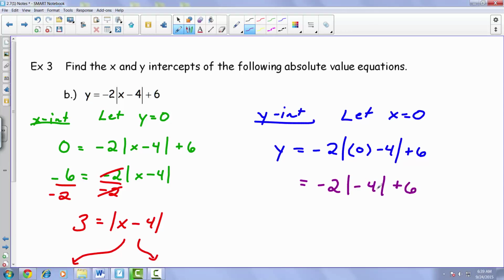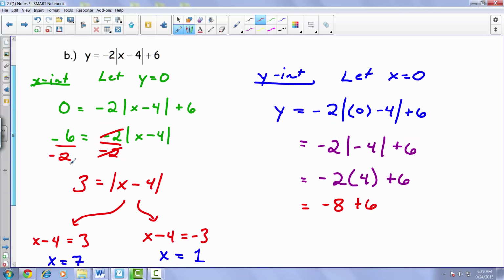Absolute value of negative 4 comes out to be positive 4. So we end up with negative 2 times positive 4 plus 6. Negative 2 times positive 4 gives us negative 8 plus 6. And so it looks like our y value comes out to be negative 2.